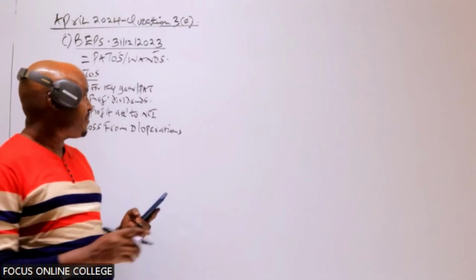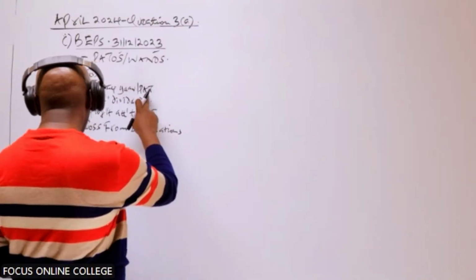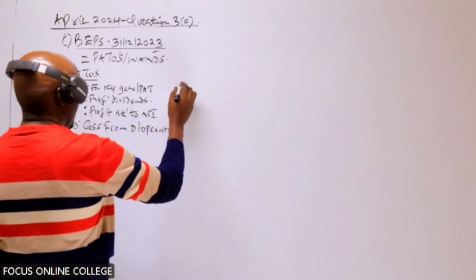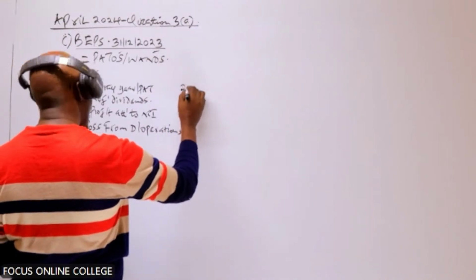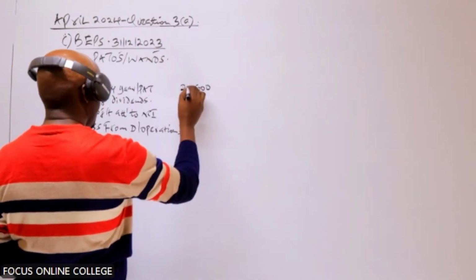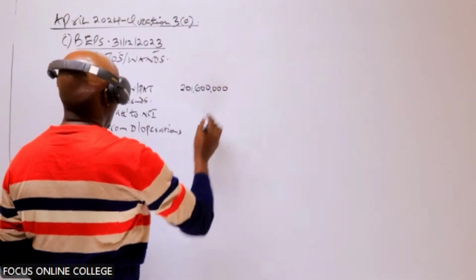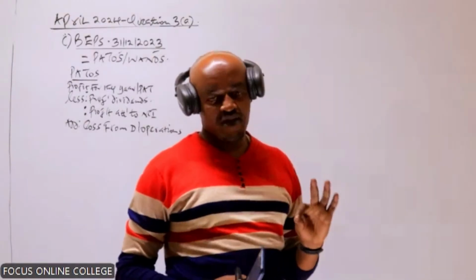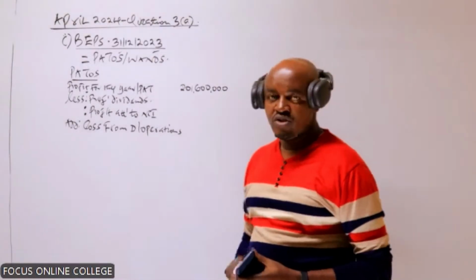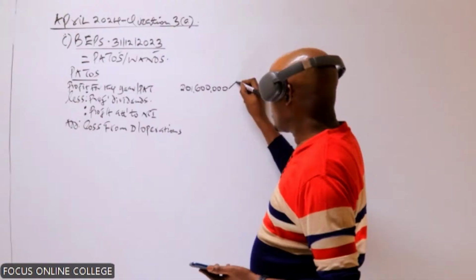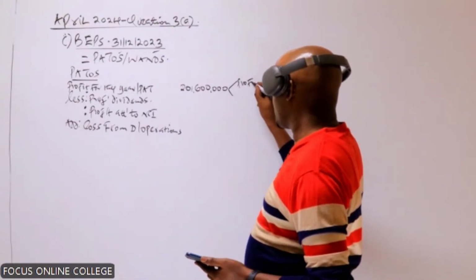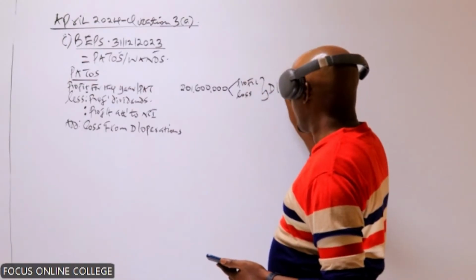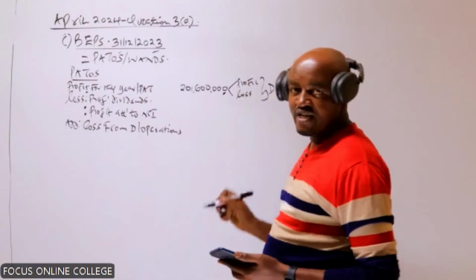So in our case, we are given the profit after tax for 2023 as an amount of 201,600,000, and basically this particular profit is from the continuing operation. So being the profit from the continuing operation, it basically means that there is no loss from the discontinued operation which has been included.